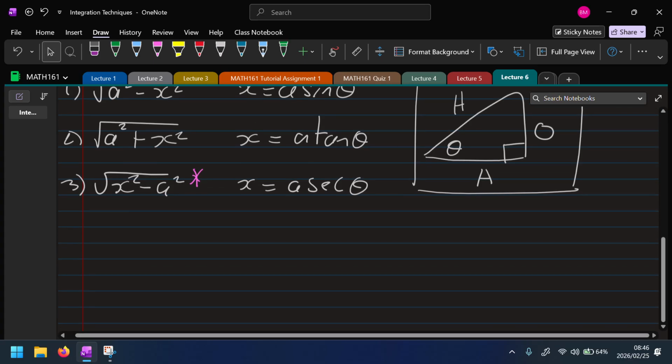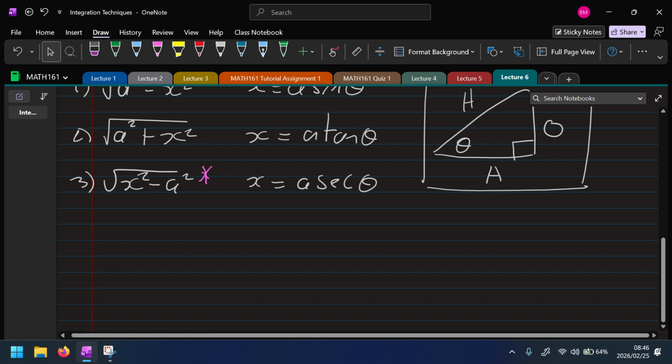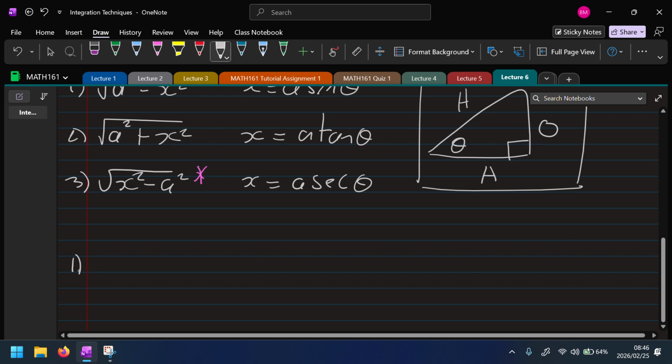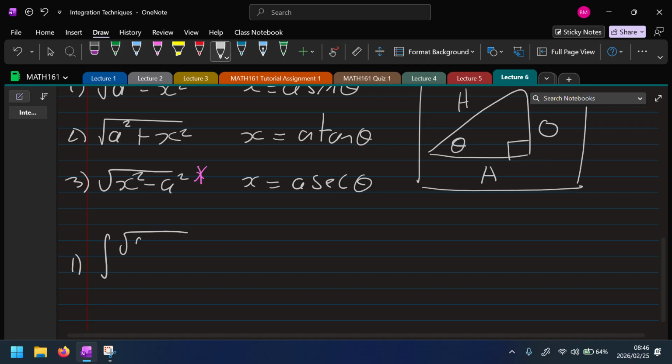Okay, so let's have a look at the first example. Here we have the integral of root 9 minus x squared all over x squared dx. Okay, so we look at this. Remember, the first thing you always look for is a u substitution.